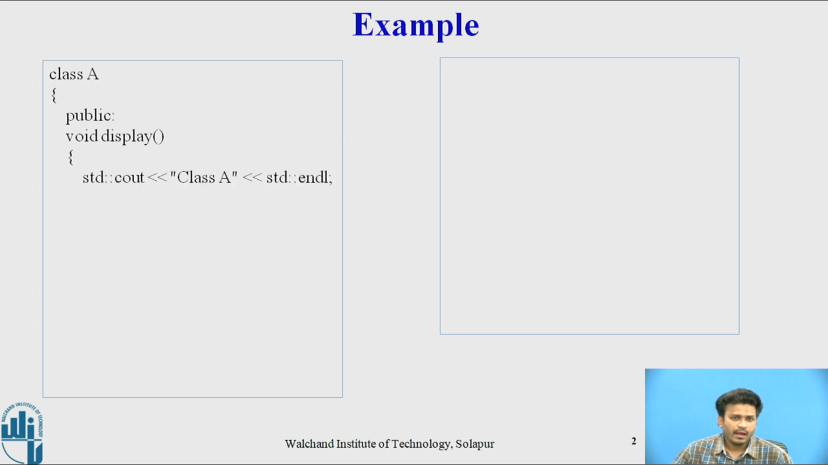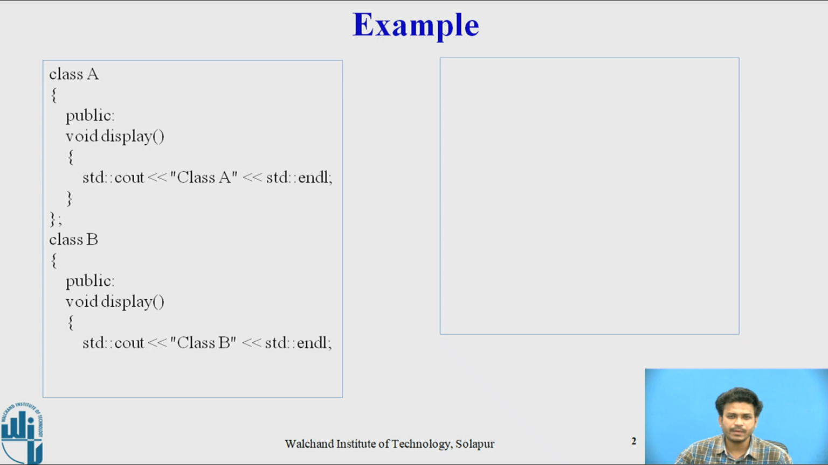Okay? And see here, this display function or method is going to simply print cout class A. And in the same way, we'll create one more class called B, and public, this class has the same function called display, and it is going to print class B on the console.